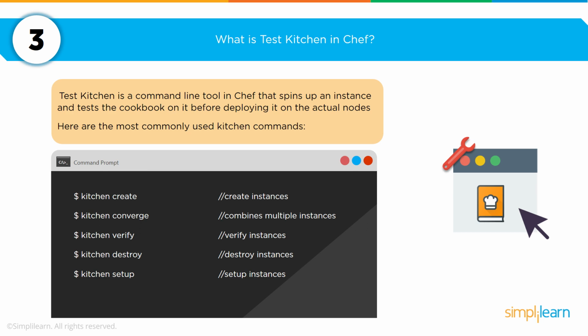Chef comes with a series of tools that allow it to function effectively, and one of the tools that you're going to be asked about is, what is Test Kitchen? Test Kitchen is essentially a command line tool that allows you to test out your cookbook before you actually deploy it to a real node. Some of the commands that you would use are, for instance, if you want to create an instance of Test Kitchen, you would do kitchen create. If you want to destroy an instance after you created it, you do kitchen destroy. And if you want to combine multiple instances, you would do kitchen converge.